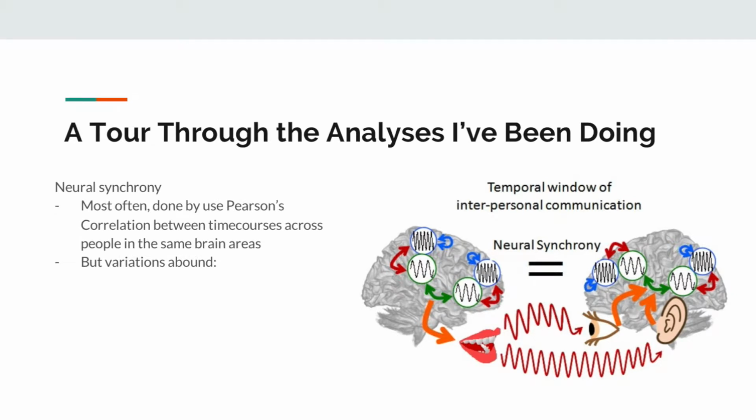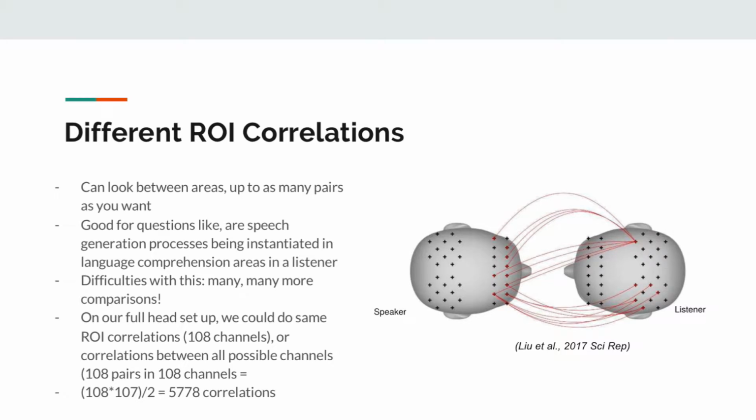This is most often done using Pearson's correlation between time courses across people in the same brain areas. But there are variations on this approach. For instance, you can look at the correlations in time courses between different areas of the brain between people. And you can look at really any combination of areas instead of just one-to-one mappings between people. This is good for questions like, are speech generation processes being instantiated in language comprehension areas in a listener?